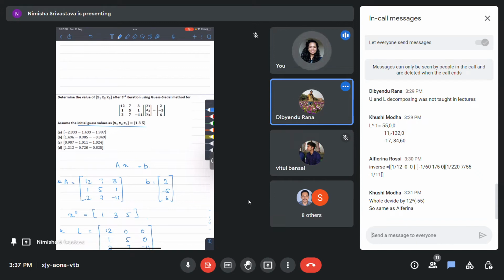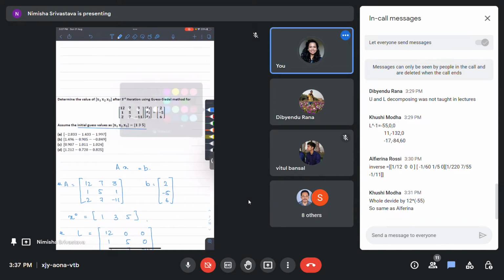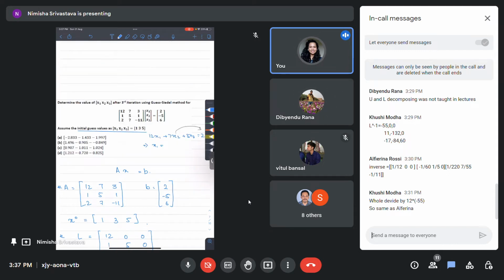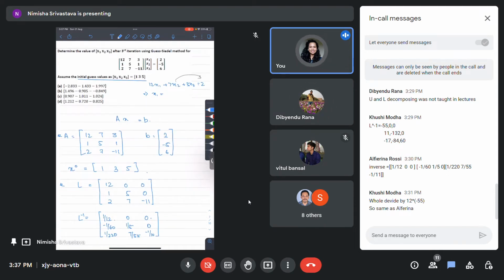So you are saying that we can just open it up and say 12x1 plus 7x2 plus 3x3 is equal to 2, and then put these things on the other side and determine x1. Yeah, that's actually right. Thank you. This is a better method. The way I've shown you is how I have been doing it, but I'll just change up the approach a bit. Okay, so let's go with that. We'll change our approach a bit and try to solve this question.